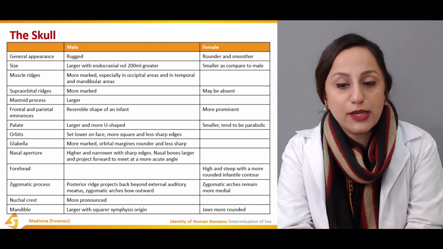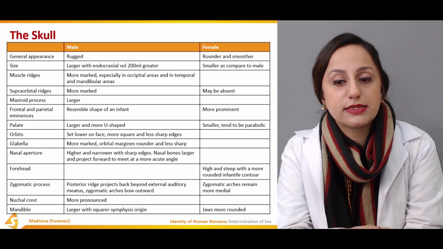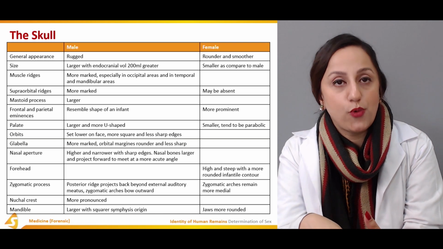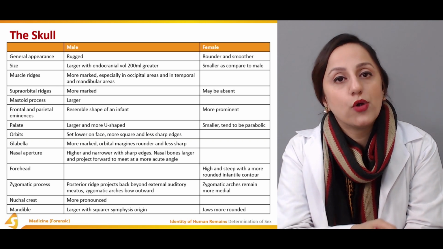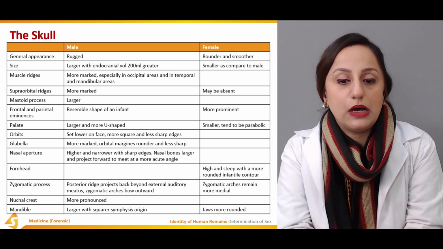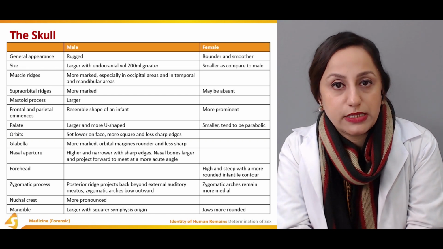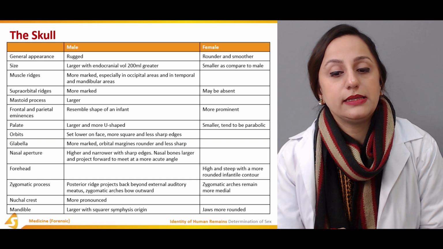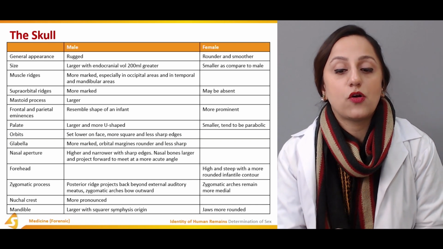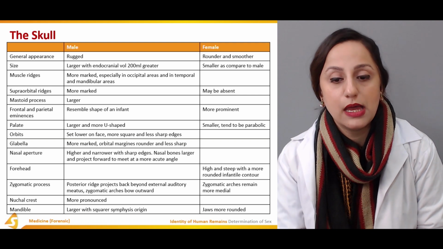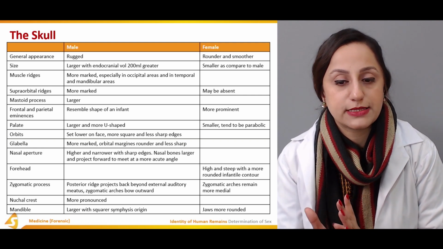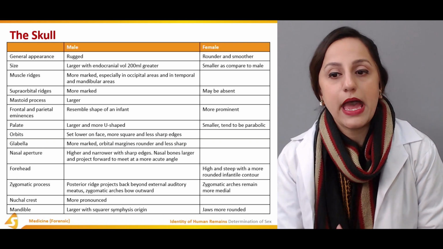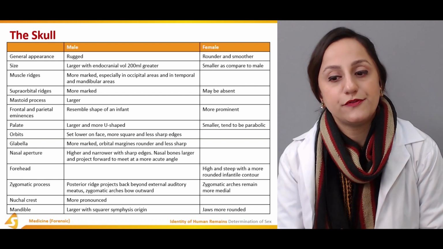Talking about the zygomatic process, the posterior ridge projects back beyond the external auditory meatus, and the zygomatic arches bow outwards. The zygomatic arches remain more medial in females on the other hand. The nuchal crest is more pronounced in males than in females. When we are talking about the mandible, it is of high importance while aging the bones, but even in males and females there is a significant difference. It is larger with a square symphysis in males, and the jaws are more rounded in females on the other hand.